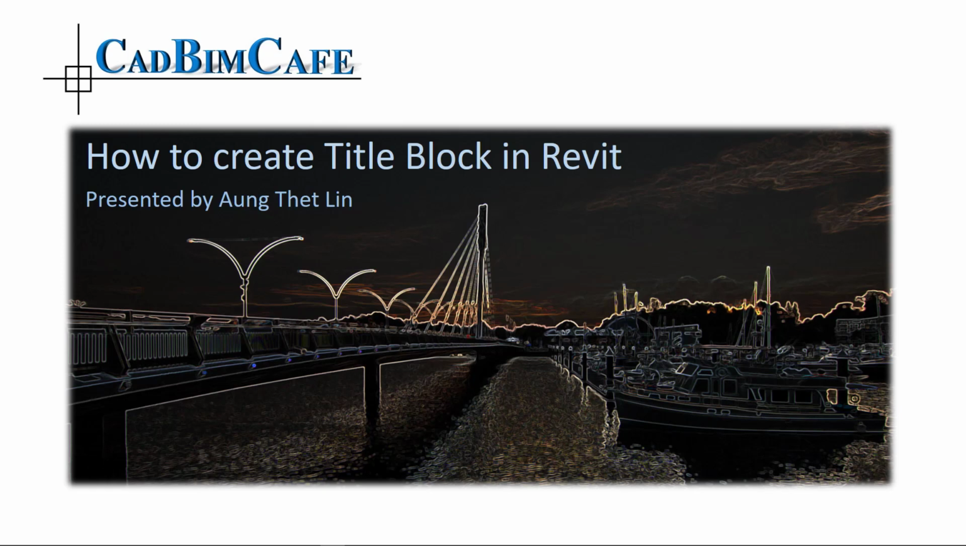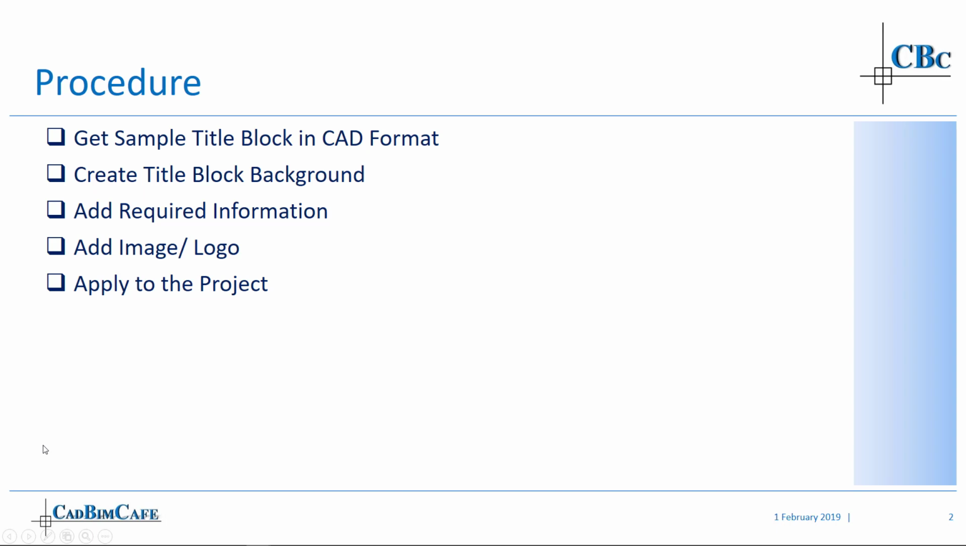In this section, I would like to demonstrate how to create the TitleBlock in Revit. I would like to break it down into 5 parts. The first one is we're going to get the sample TitleBlock in AutoCAD format first. Then later on, this CAD will be imported into Revit. Then we will create the TitleBlock background. Then later on, we will add the required information and required image. And later on, we will apply it to the project.